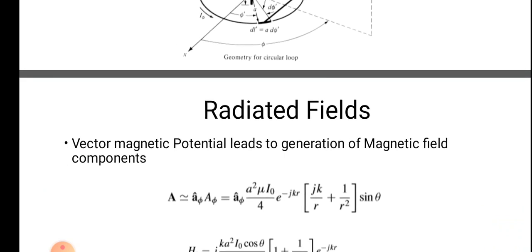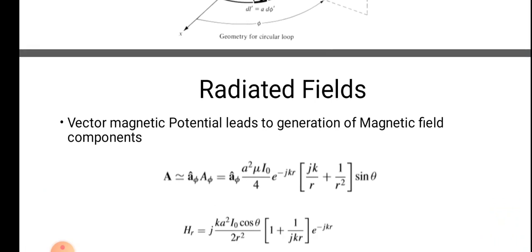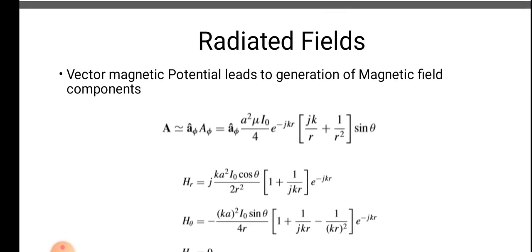Now the fields. If current is flowing through a loop, you can see that the current is flowing through a circular path, so the motion of the electrons is accelerated in nature. Any accelerated charged particle is capable of radiating a magnetic field, and if a magnetic field is a function of time, it can generate an electric field. Here we are exciting our antenna with the help of a sinusoidal current. Now that current is going to give you the vector magnetic potential.